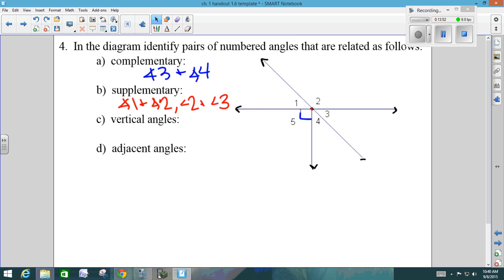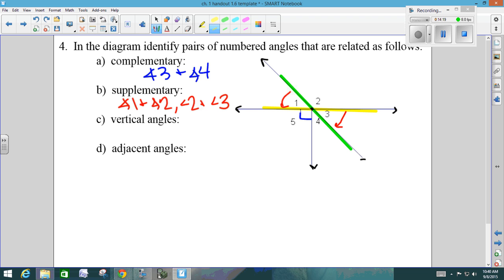Okay. C, find a pair of vertical angles. Remember the vertical angles? Those are made by those intersecting lines. So when you try and find vertical angles, you're trying to find the intersecting lines. 1 and 3. Yeah. And if you want to, on your notes especially, highlight the intersecting lines. This whole line intersects with this whole line.